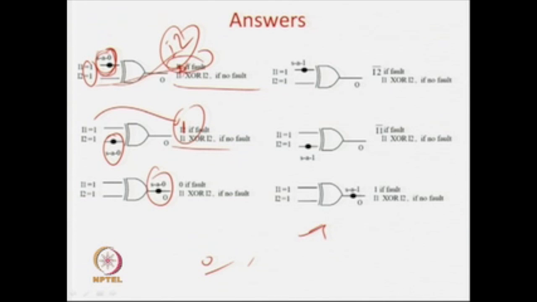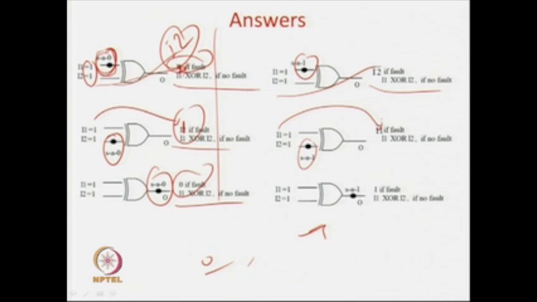Now, if you have a stuck at 0 fault over here, what is the answer? It is I1 XOR I2 if no fault, and it is 0 if there is a fault. So you can see that neither of them is equivalent. Now, if you have a stuck at 1 fault over here, what is the answer? It is a controlled inverter, so 1 means inversion. I2 will be inverted and go over here, and if there is no fault, it is simple XORing. If you see the stuck at 1 fault over here, then I1 will be inverted, and it is I1 XOR I2 if there is no fault. So neither of them is equivalent. So we cannot have any kind of fault collapsing for an XOR gate.